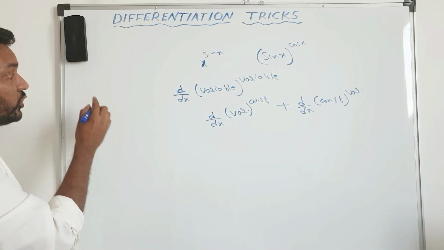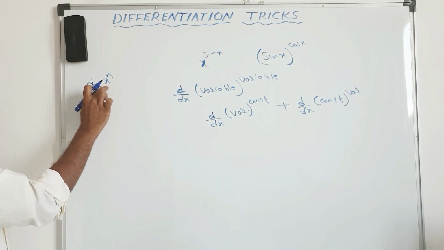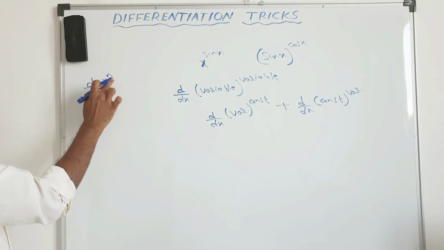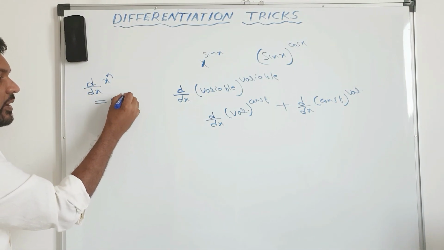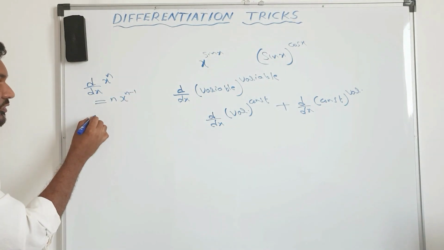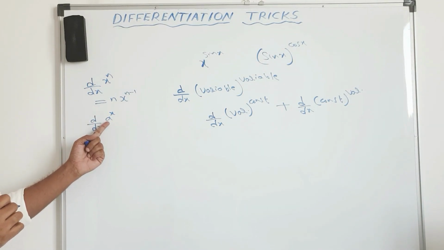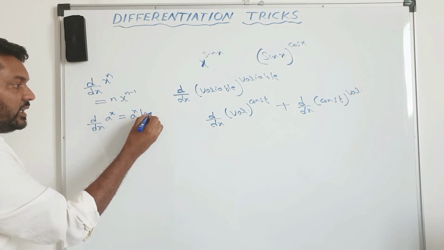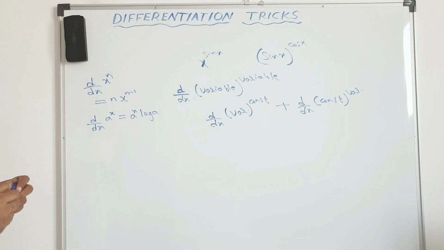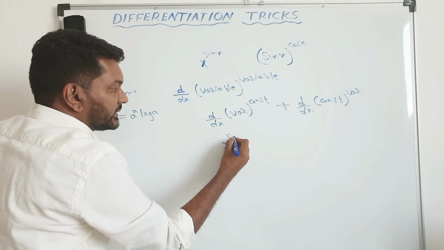For this you need to know two formulas. d by dx of x to the power n: the base is variable and the power is constant, and the differentiation is n x to the power n minus 1. If it is d by dx of a to the power x, here the base is constant and the power is variable, and the formula of differentiation is a to the power x into log a. You need to know these two formulas for doing this. So I am taking the first question, x to the power sin x.